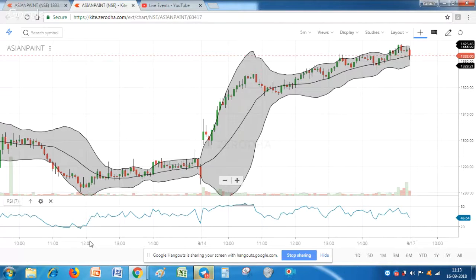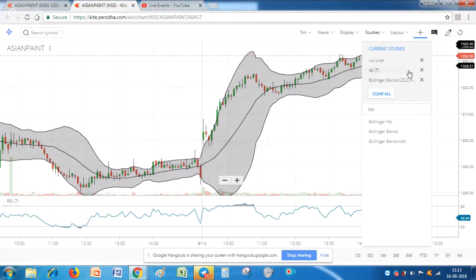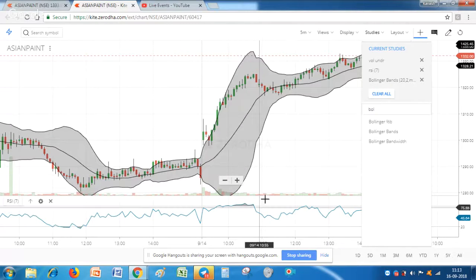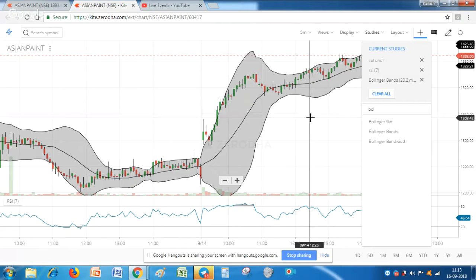Are you able to see Asian Paints in the 5 minutes time frame? I have used Bollinger Band, so let me go to settings once again. Okay, I will show you. I have already placed some volume and RSI, but the main thing is our Bollinger Band, friends. So these things don't matter. I have just added them, so we can remove them also.